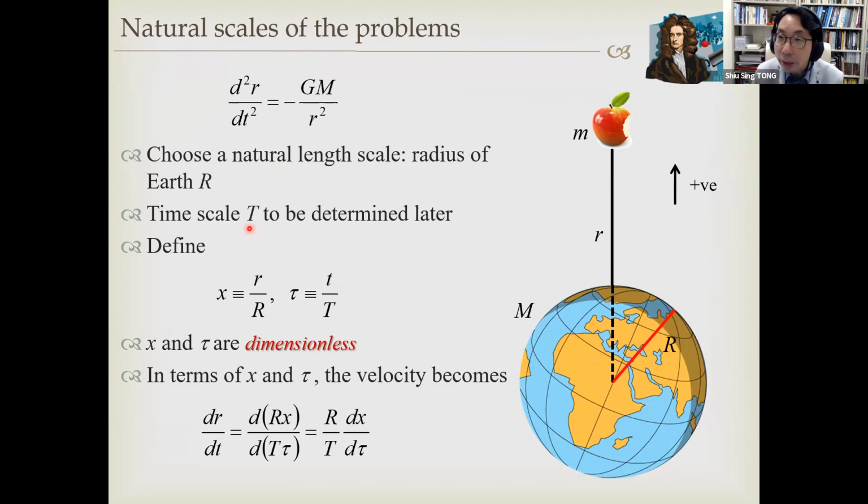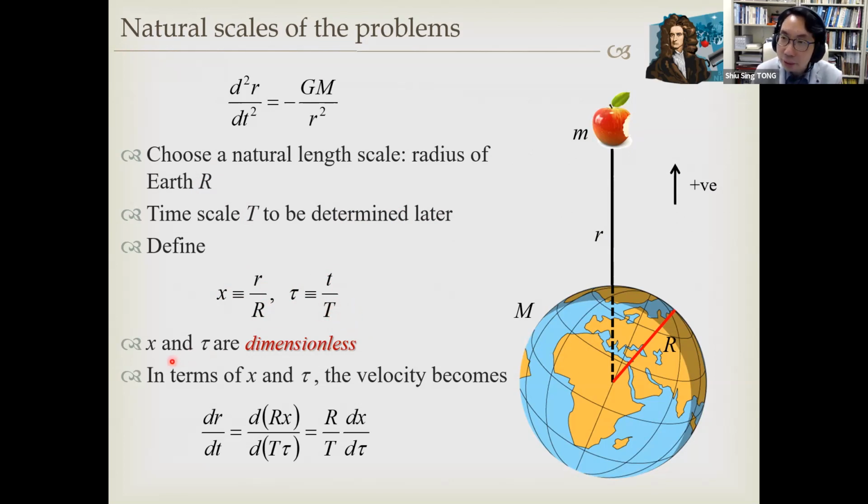And we can also define another time scale T, and that is to be determined later. We will see how to determine it. And using this time scale and length scale R, we can define the so-called dimensionless distance and dimensionless time. So we define x and tau, where x is equal to small r, the actual distance in SI unit, divided by the radius of Earth. And the time variable tau is equal to the actual time, maybe in seconds in SI unit, divided by a certain time scale T. I don't know what T is at this moment, but let me do it.